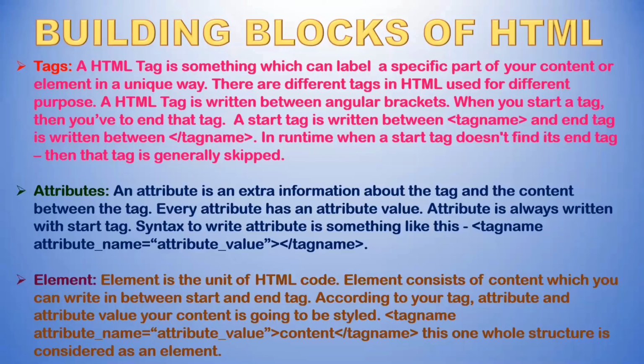So here I just give an example. So here is a start tag, and within that there is attribute name and there is an attribute value. And in between the start tag and end tag, there is a content. So this one whole unit structure is considered as an element. And in your HTML code, there are several elements. So these three are the basic building blocks, that is tags, attributes, and elements. So you have to understand it properly.